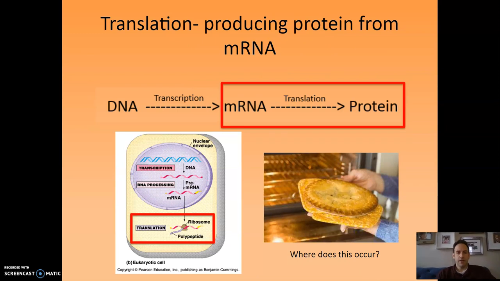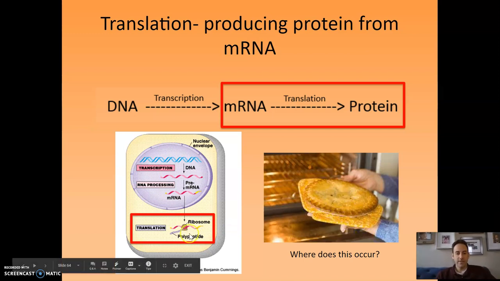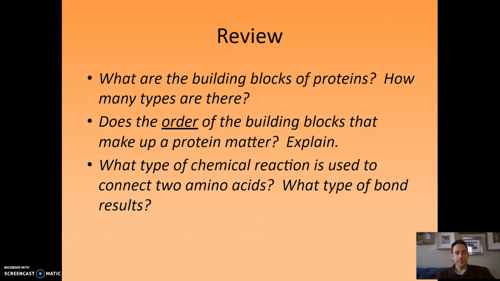This last part then is on translation. Translation is the process of producing the protein from messenger RNA. In other words, it's kind of like taking the recipe and making our pie. So where is this going to occur? Well, this is going to occur in the ribosome, which could be located in either the cytoplasm or the rough endoplasmic reticulum. So it's worth reviewing a couple things.